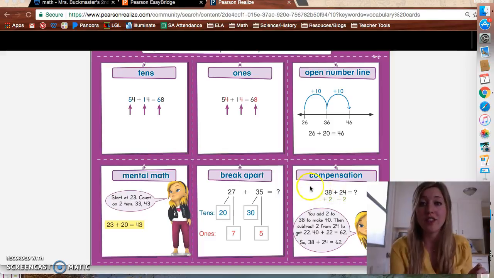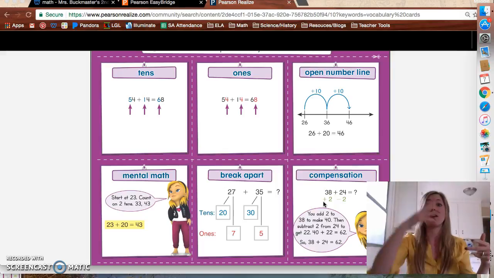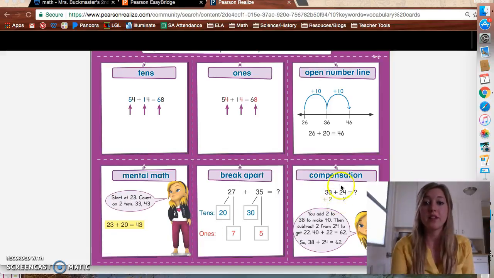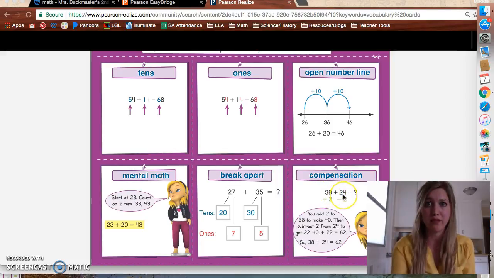So if we turn 38 into a nice 10, which is 40, by adding 2, that means from our second addend we need to take away 2. That makes it easy. It compensates. They compensate for one another. So for our example here, 38 plus 24, we add 2, make it 40, so take away 2. And so now instead of adding 38 plus 24, which is kind of hard to add in our heads, we're adding 40 plus 22. And then you just need to add your tens and then your ones, and you would get 62.